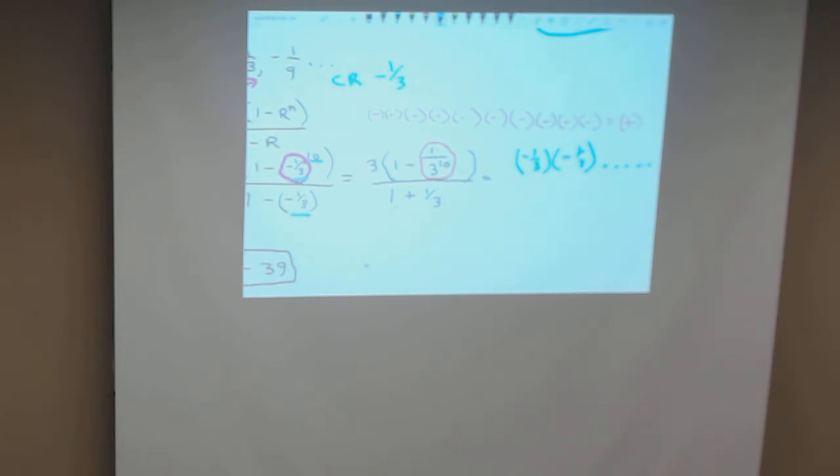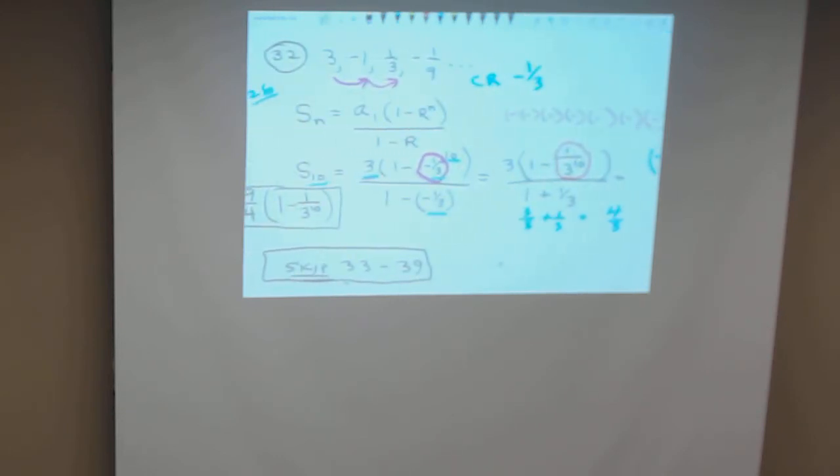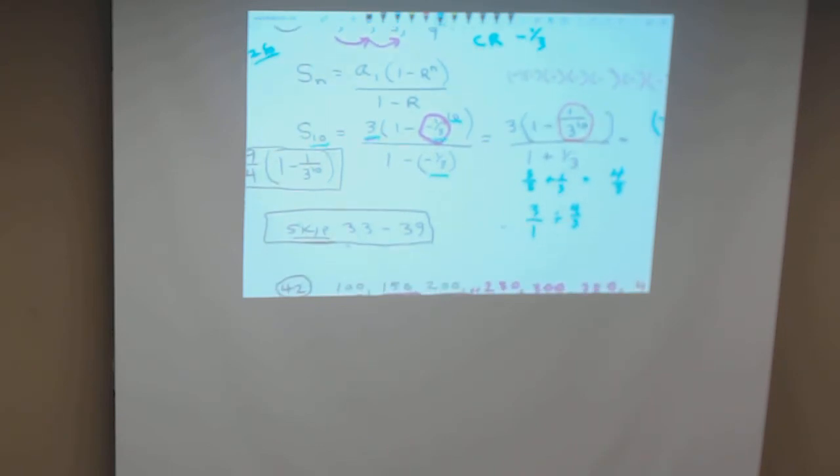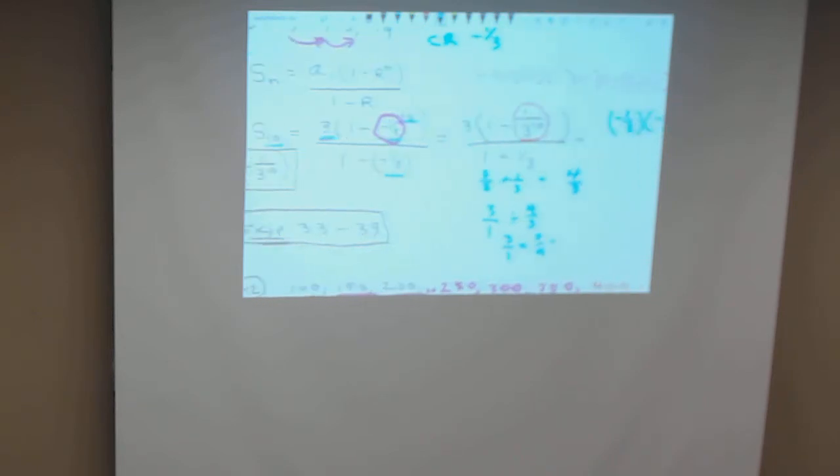And then what's 3/3 plus 1/3? That equals 4/3. That's a third. 3/3 plus 1/3 is 4/3. So now I have 3 divided by 4/3. What does that come out to be? 3 over 1 divided by 4/3 is 3 over 1 times 3/4. So that's 9/4.